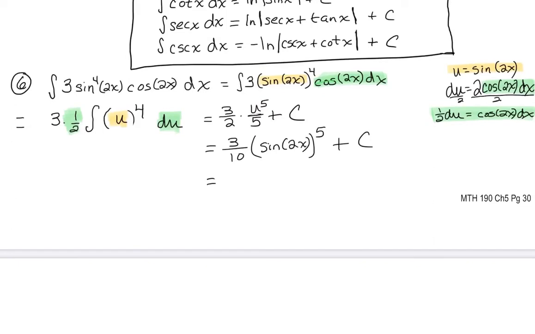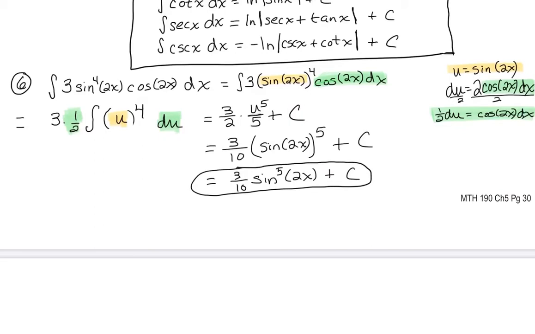And again, if you prefer, you could say sine to the fifth of 2x, if you like that notation better. Otherwise, you did need those outer parentheses. Without that outer set of parentheses up above, it would look like just the 2x being raised to the fifth.